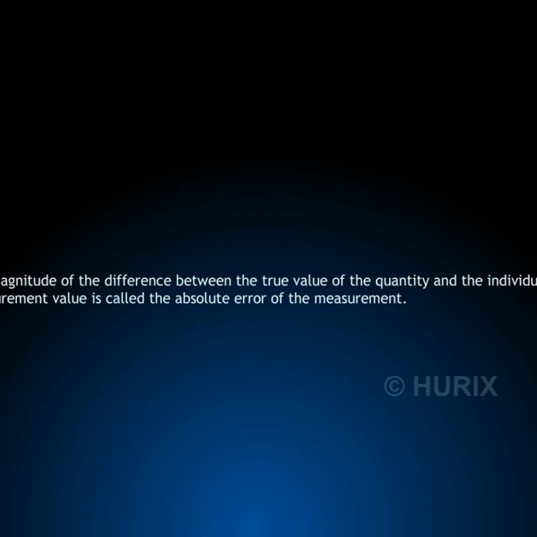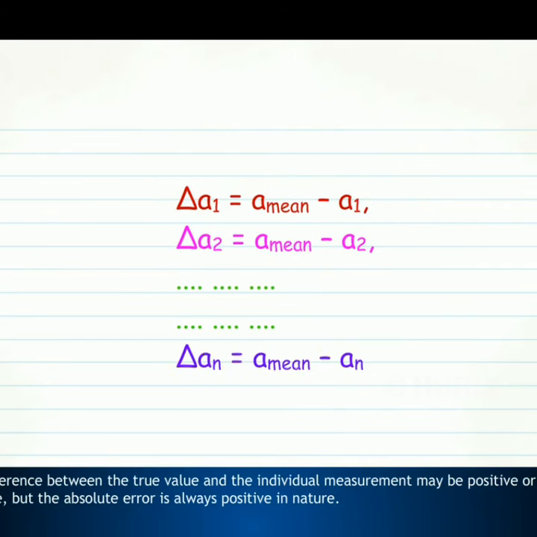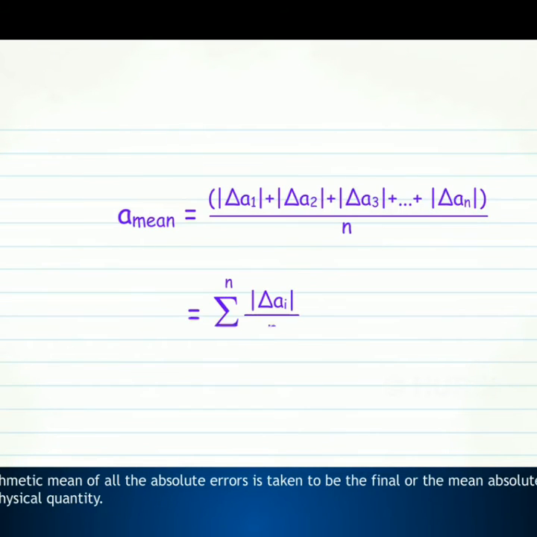Absolute error, relative error, and percentage error. The magnitude of the difference between the true value of the quantity and the individual measurement value is called the absolute error of the measurement. Since the true value of the quantity may not always be known, it is assumed to be the arithmetic mean of several observations of its value. The difference between the true value and the individual measurement may be positive or negative, but the absolute error is always positive in nature. The arithmetic mean of all the absolute errors is taken to be the final or the mean absolute error of the physical quantity.